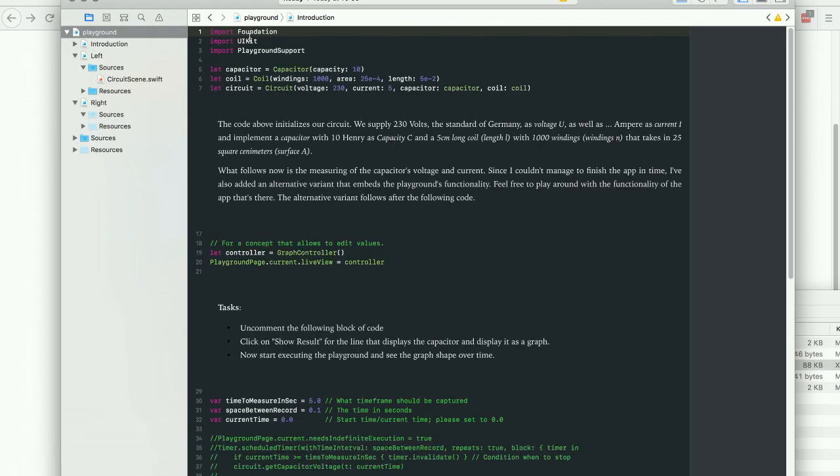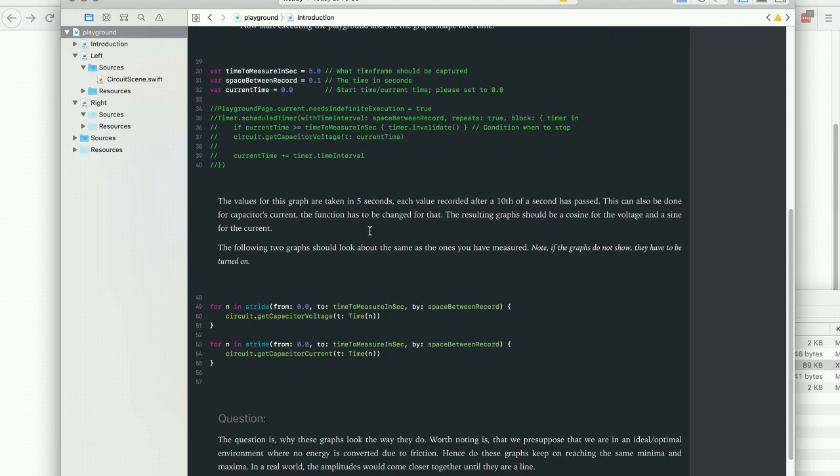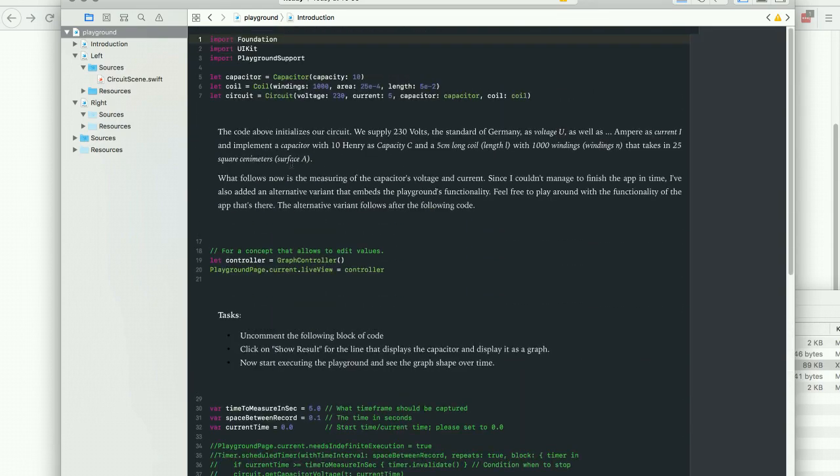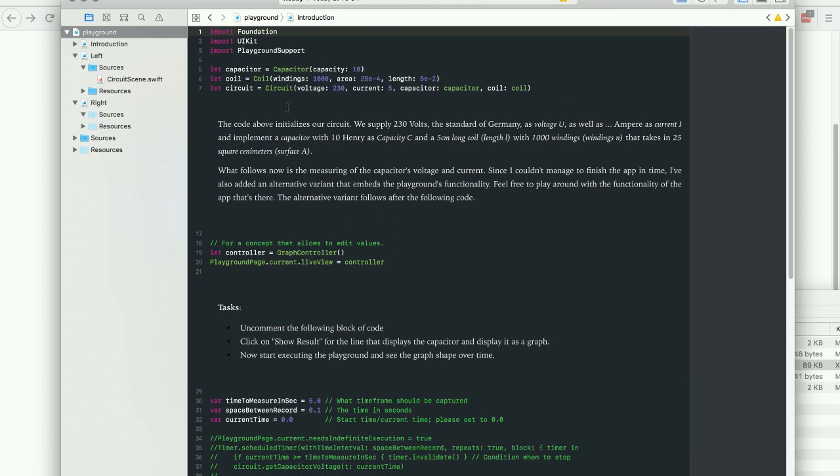And you'll see here are all the imports, and then here you have some code where you have a capacitor, a coil, and a circuit. I hope you know what these terms mean. You probably do, since that's high school knowledge, I think. At least it is here in Germany. So, right. Here's some information. I've written quite a lot, and as you can see, there's also uncommented code, so that's where your tasks are coming in. Let's read through it.